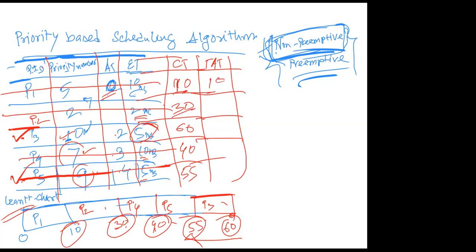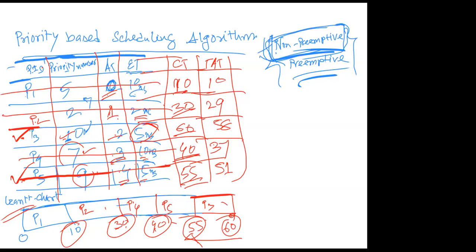Then 30 minus, the arrival time was 1, so 30 minus 1 is 29. 60 minus 2 is 58. 40 minus 3 is 37. 55 minus 4 is 51. This is the turnaround time of a process. So it is very easy.